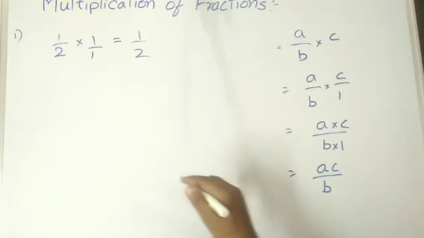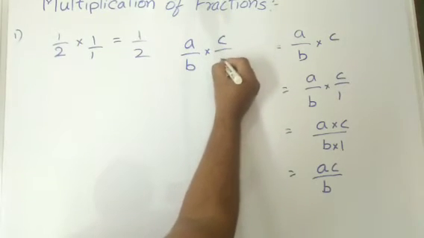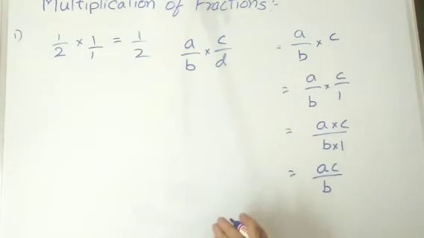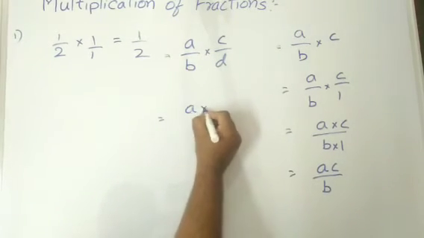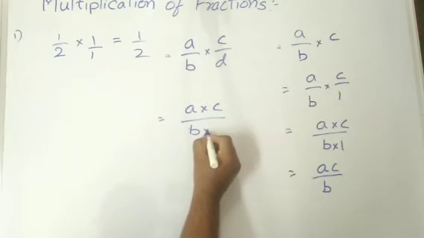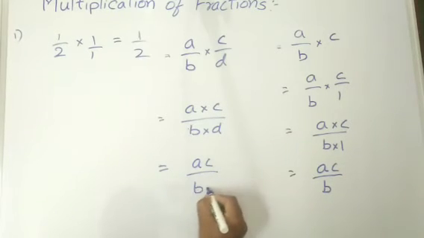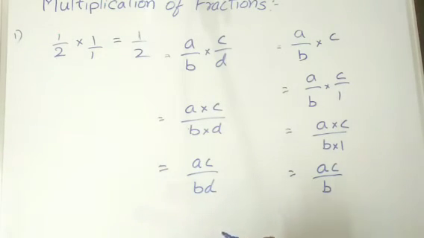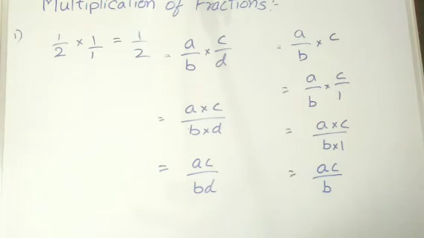See, in some case, suppose A by B into C by D is there, which means a fraction is multiplied by another fraction. So now I will do A into C by B into D, so the answer becomes AC by BD. Got an idea? Sometimes in fractions they will give a mixed fraction. So a mixed fraction you should convert into an improper fraction, then you can do. So these two are the basic principles, we'll say.